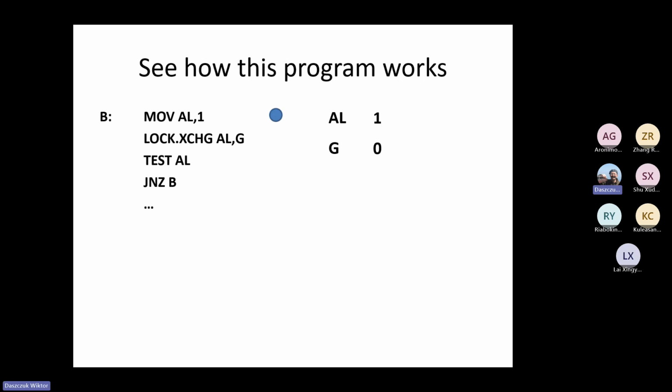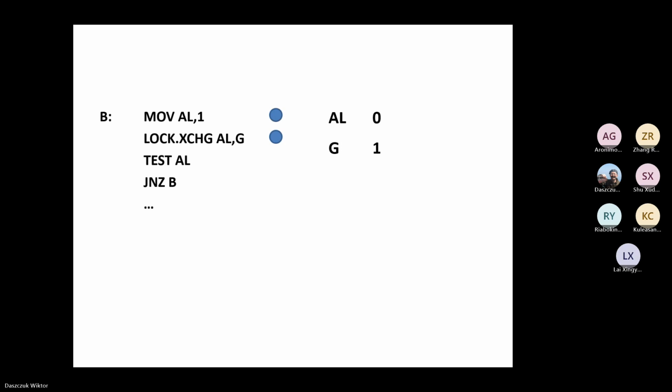First assume that we have 0 in global variable G. We enter 1 to AL. We exchange AL with G. So now we have 0 in AL, but 1 in G. We test AL, it is 0. We do not jump, we continue. This is the situation when G was 0.